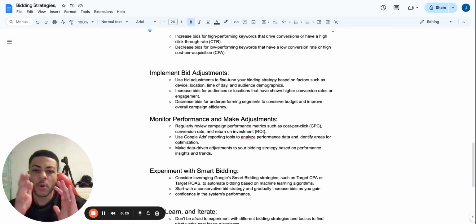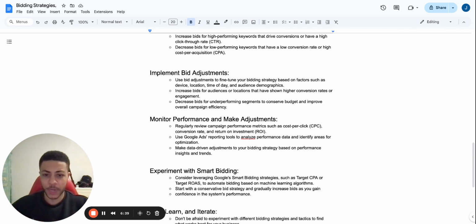You want to regularly review campaign performance metrics such as cost per click, conversion rates, and return on investment. You want to use Google Ads reporting tools to analyze performance data and identify areas for optimization. You want to make data driven adjustments to your bidding strategy based on performance insights and trends. Like I said, everything we do is data driven. You want data because data is king to optimize with.